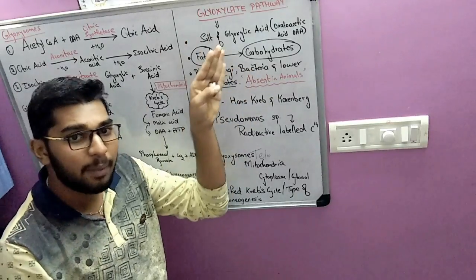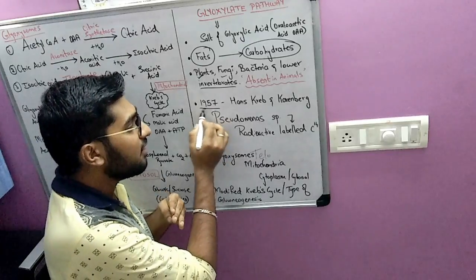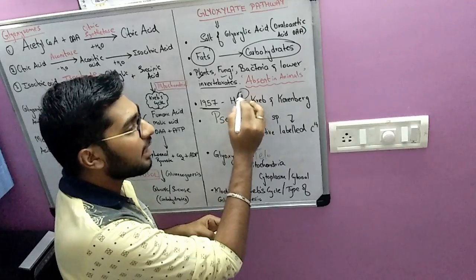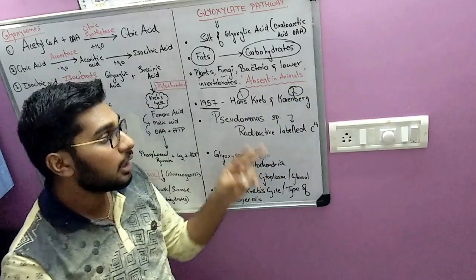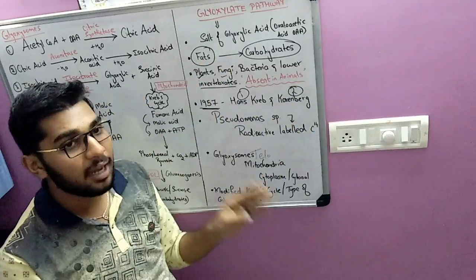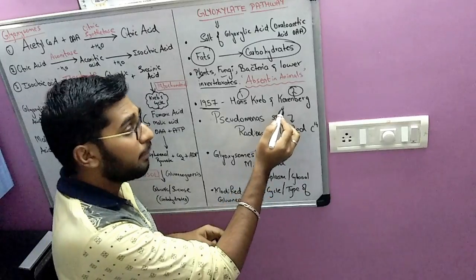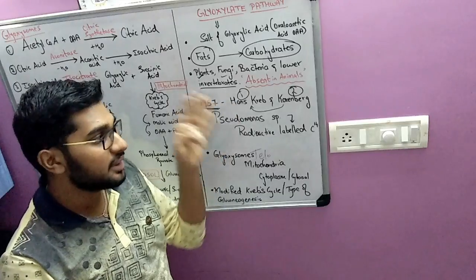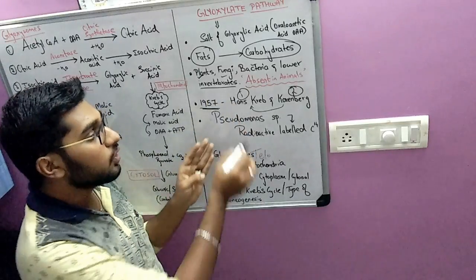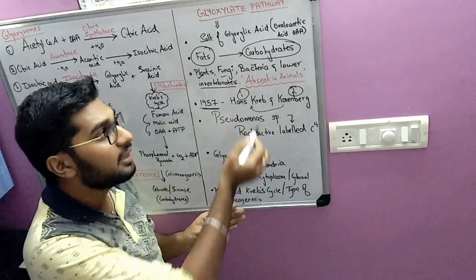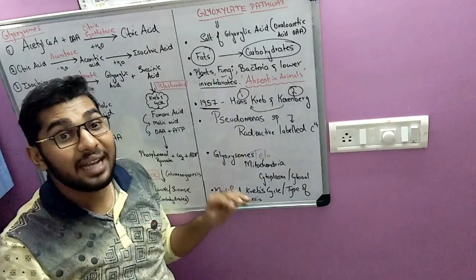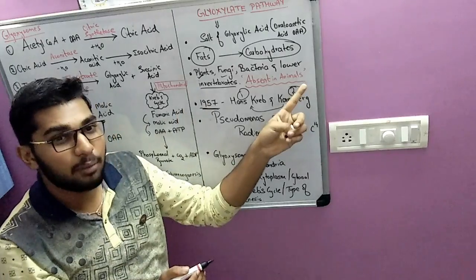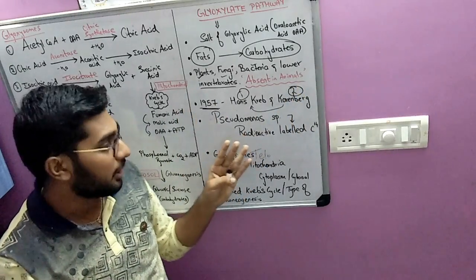This glyoxylate pathway was discovered in the year 1957 by two eminent scientists, Hans Krebs and Hans Kornberg. Hans Kornberg was the student of Hans Krebs. Krebs, we all know, was the famous discoverer of the Krebs cycle. So Hans Krebs and Hans Kornberg discovered this pathway called the glyoxylate pathway, which involves the conversion of fats into carbohydrates, especially in plants and fungi.